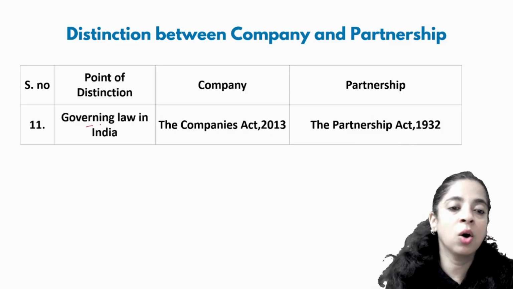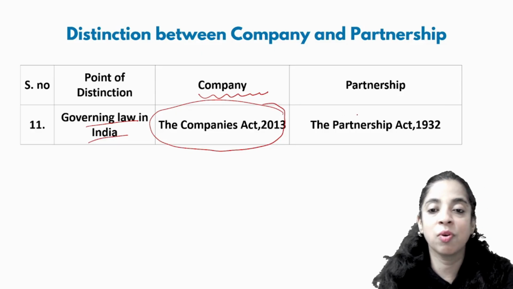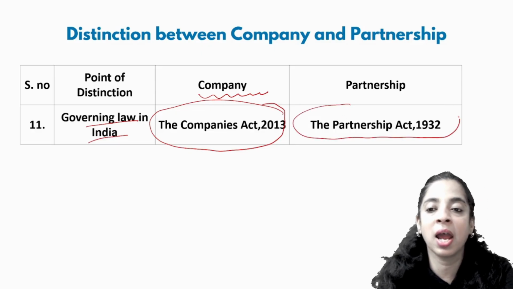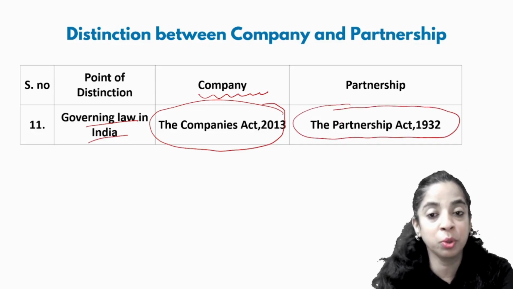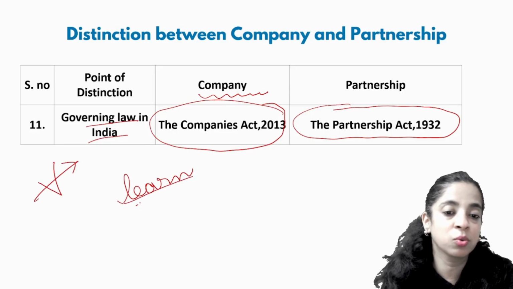Now, governing law in India. Which is the governing law in India for joint stock companies? The Companies Act 2013. Whereas for partnership, it is the Partnership Act 1932. This is very, very important for your board, for your exams, for your school exams.